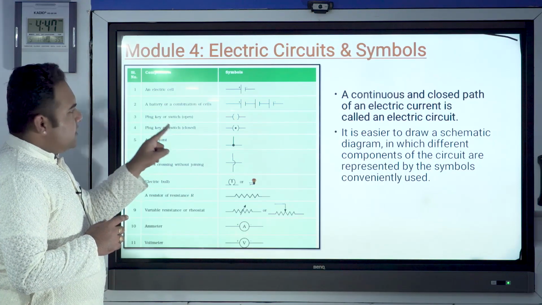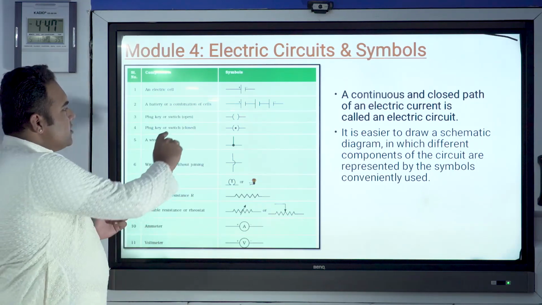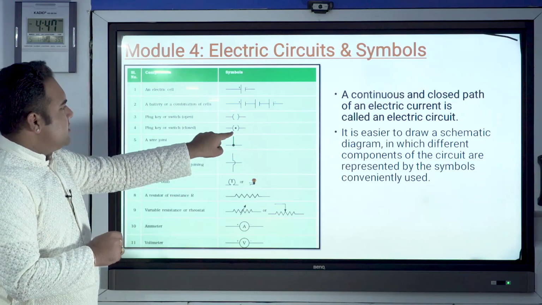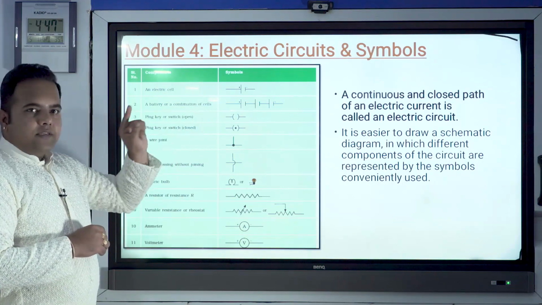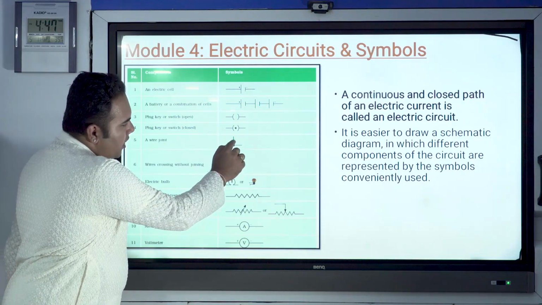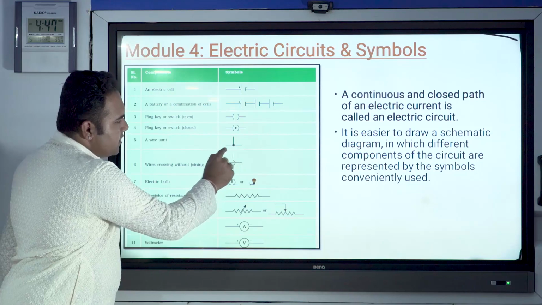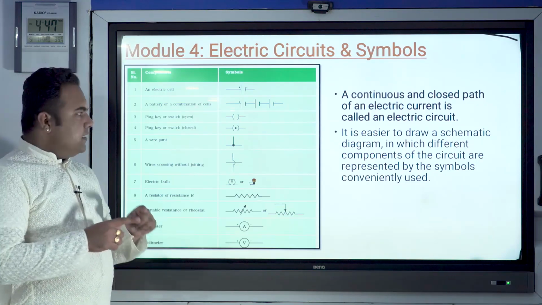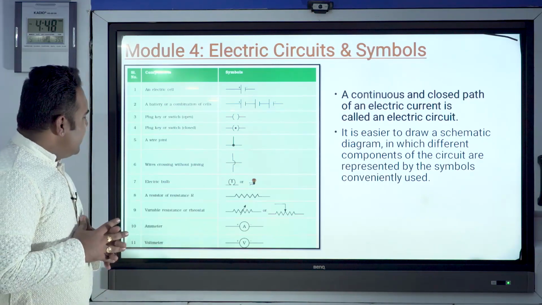If the plug key or switch is open, which means there is no flow of current, it will be like this. The moment the switch is closed, which means it is allowing the current to flow, this is how we need to keep the symbol. The moment the switch is open, which means you have put off the switch, this is how we show it. A wire joint is shown with a dot here. There are 2 dots now like this. Here you have a dot, which means those two wires are joined. If the wires are crossing over, which means there is no joint but one wire is going above another wire, we denote it like this.